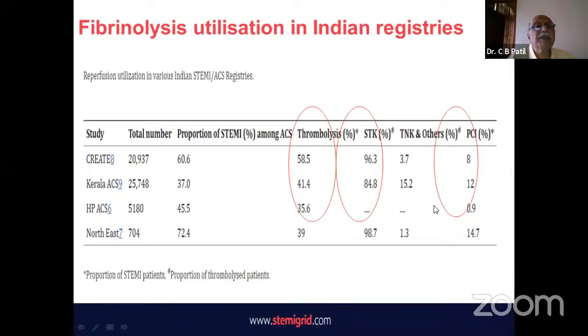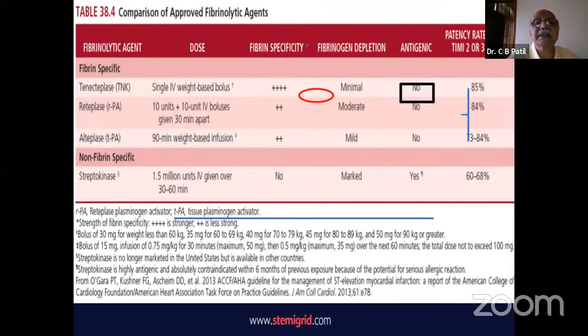So, as you know, even in our Indian registries, the CREATE registry, Kerala ACS, Himachal Pradesh, thrombolysis is the main modality of reperfusion, almost to the extent of 40 to 60%. And most often it is done with streptokinase only. And primary PCI is hardly done in these registries, 8%, 12% only. That means we are still depending on fibrinolytics rather than primary PCI in our country.